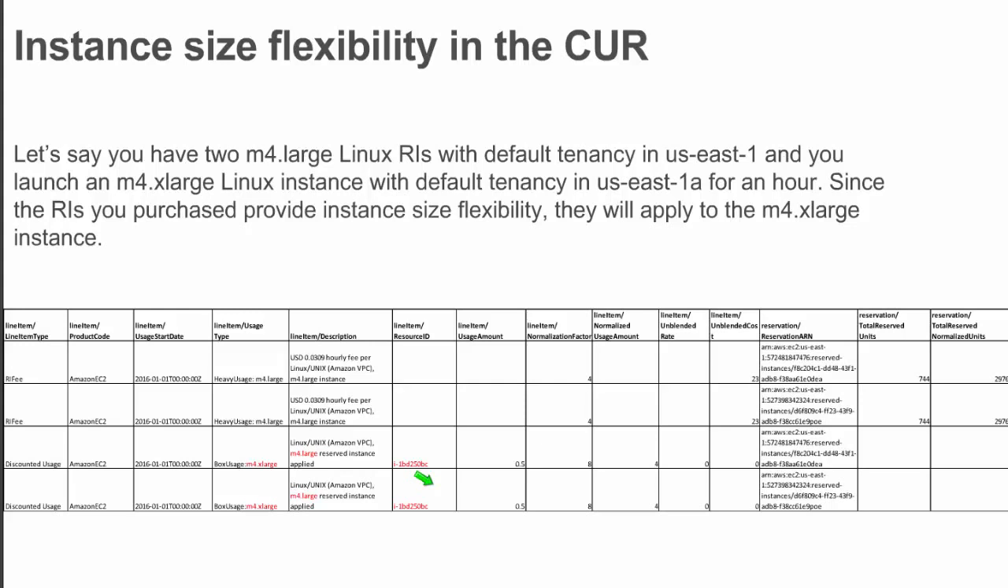However, the single hour of usage is split into two lines of 0.5 hours because two different RIs were applied to each portion of that single hour. Therefore, the reservation ARN is different for both these line items, indicating that two separate RIs were applied to this instance.